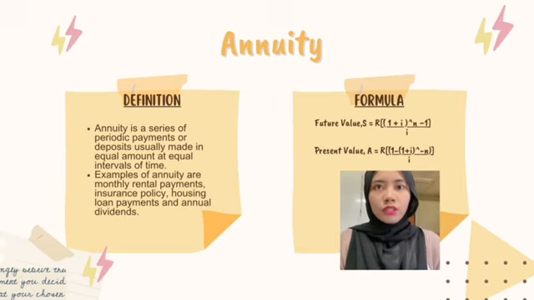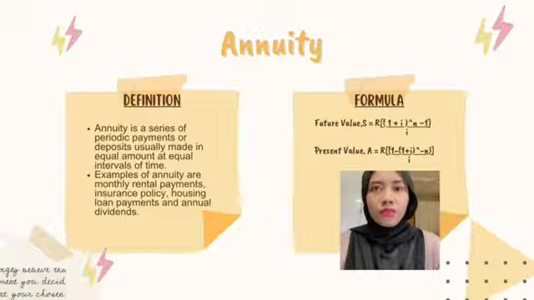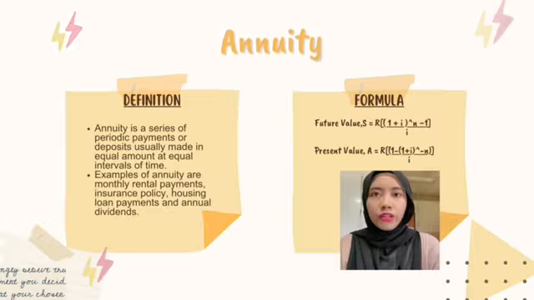There are two formulas to calculate the annuity. First is the future value, S = R[((1 + i)^n - 1) / i]. The second formula is the present value, A = R[(1 - (1 + i)^-n) / i]. We already know what i and n are in compound interest. But what about R? R is the periodic payment.